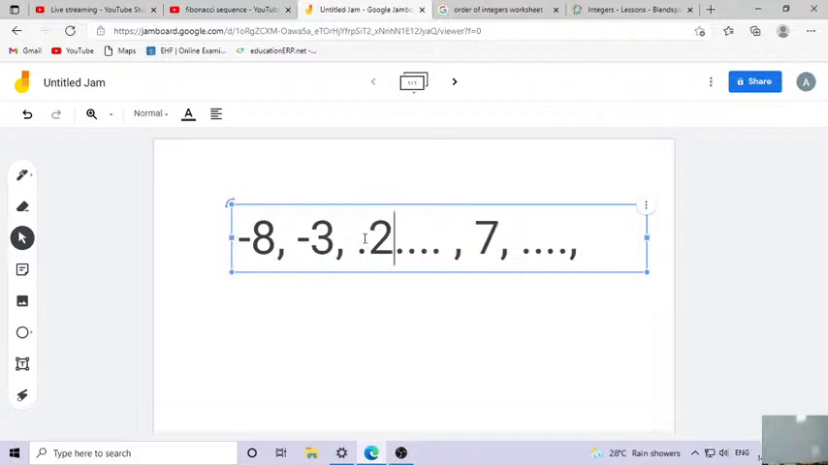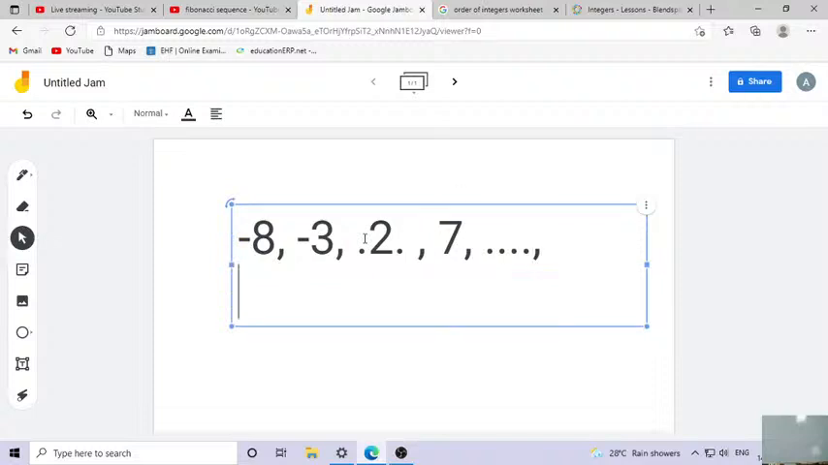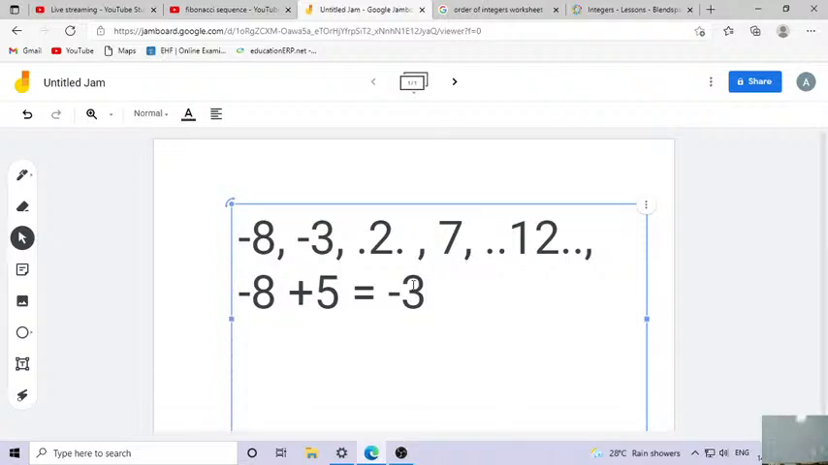Here will come 2. How you are getting 2? Because you people are getting now, I think, that minus 8 plus 3 is... minus 8. What we should do in minus 8 so that it becomes minus 3? We should add 5. Then only we get minus 3. It means we have to add minus 3, we have to add plus 5 together. The next number will be 12. Fine. So you are getting the pattern, yes?